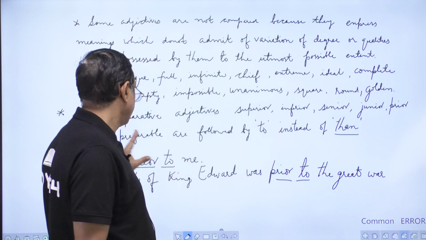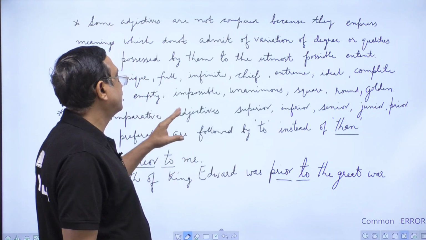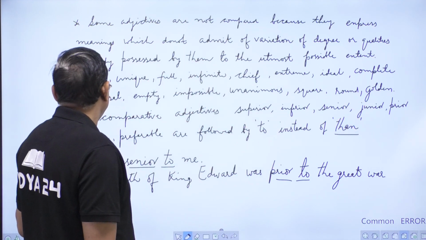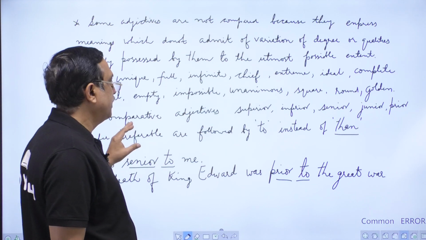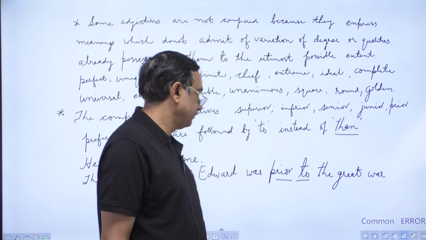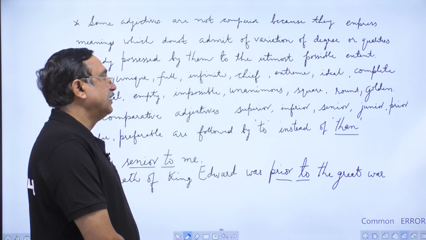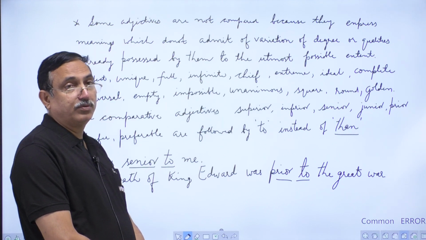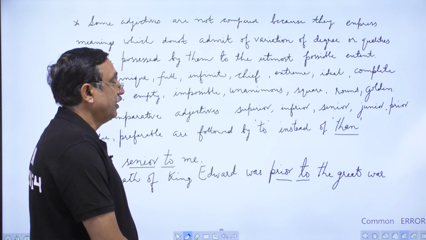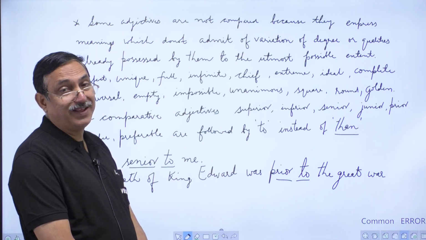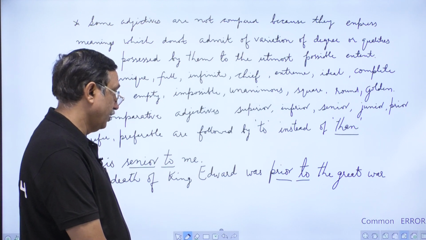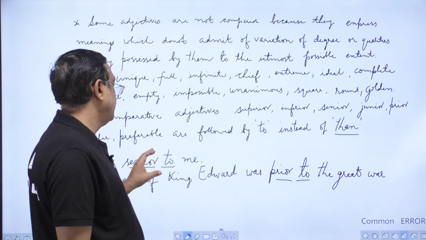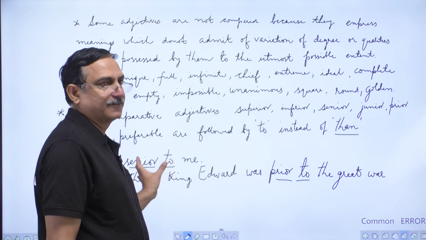The next rule, the comparative degree adjectives superior, inferior, senior, junior, prior, prefer, preferable, they are followed by to instead of than. So you have to remember this rule, that these adjectives only take the preposition to after them, and usually than is given. So you have to replace than with to. For example, let us take a sentence, he is senior to me. So this is a correct sentence.